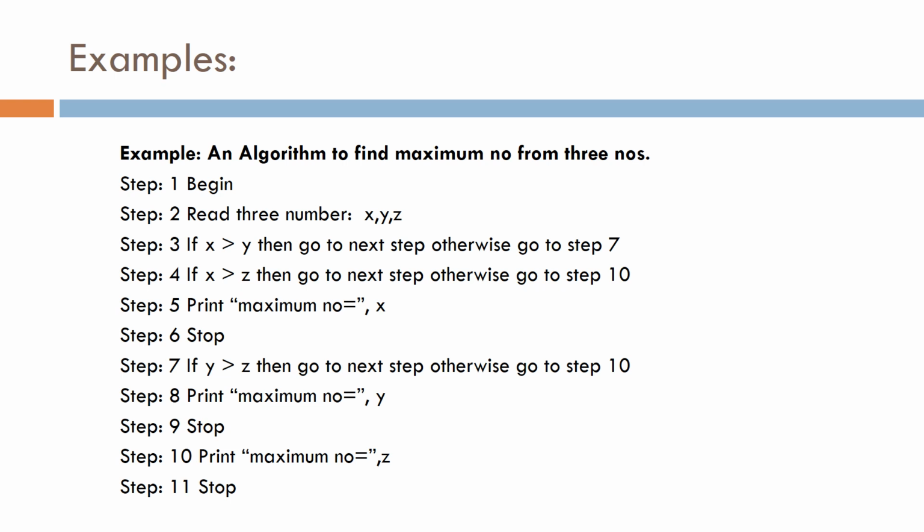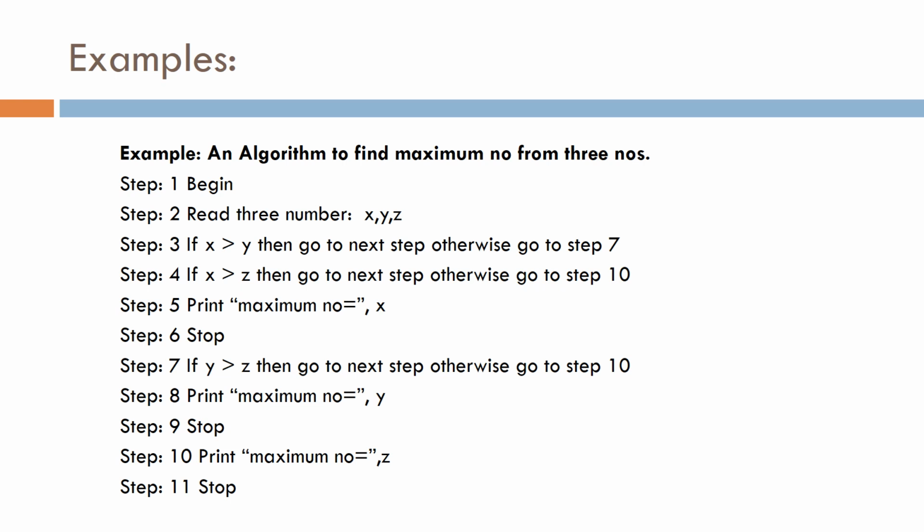As we have 3 numbers, we have to compare each number with each other to find the maximum number out of 3 numbers. So in the third step we are checking the first condition, x is greater than y. Then go to the next step, otherwise go to step number 7. So in both the cases, in the next step we are checking the next condition, and if this condition is false, we are checking the comparison of y with z in step number 7.